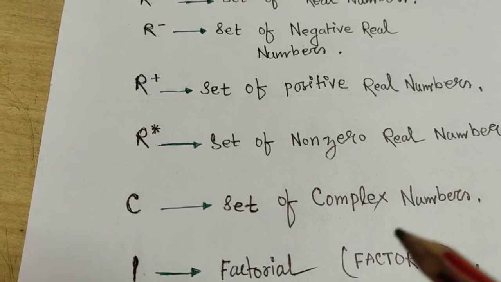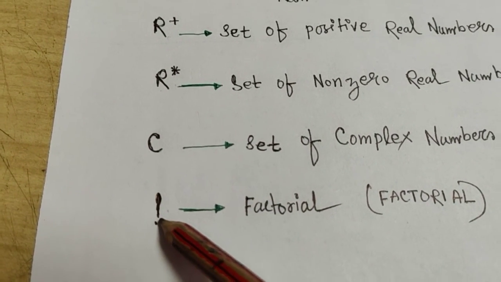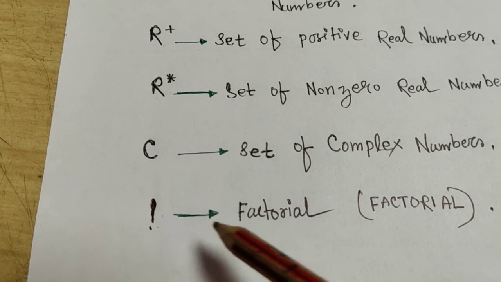C stands for set of complex numbers. This notation stands for factorial.